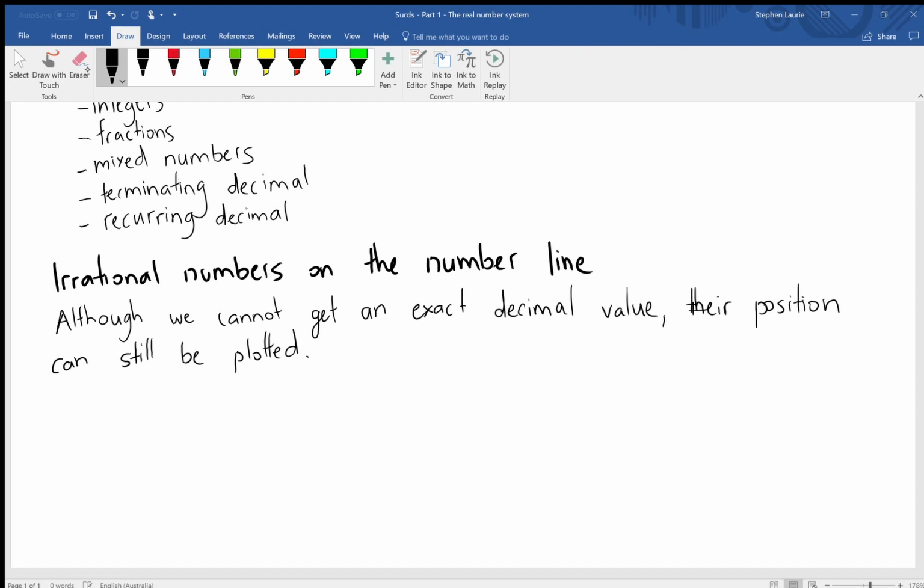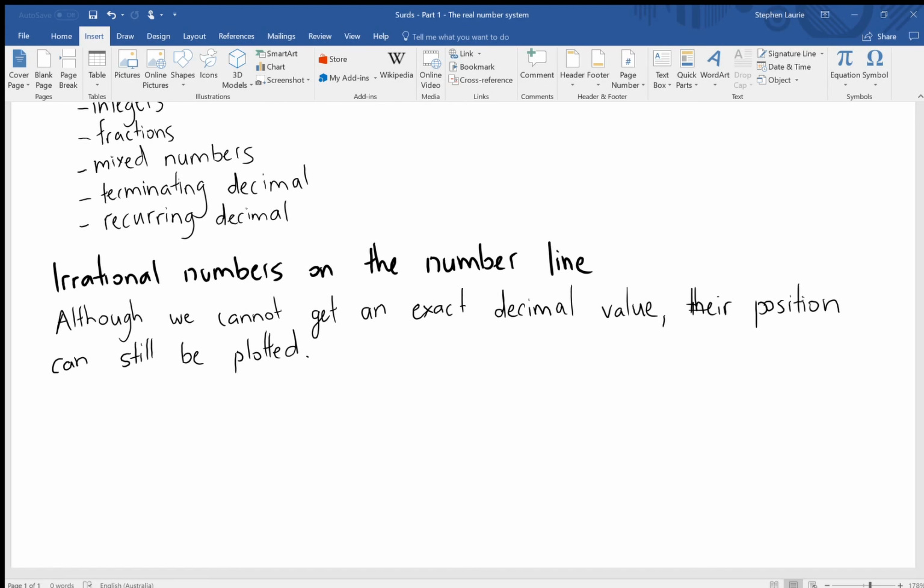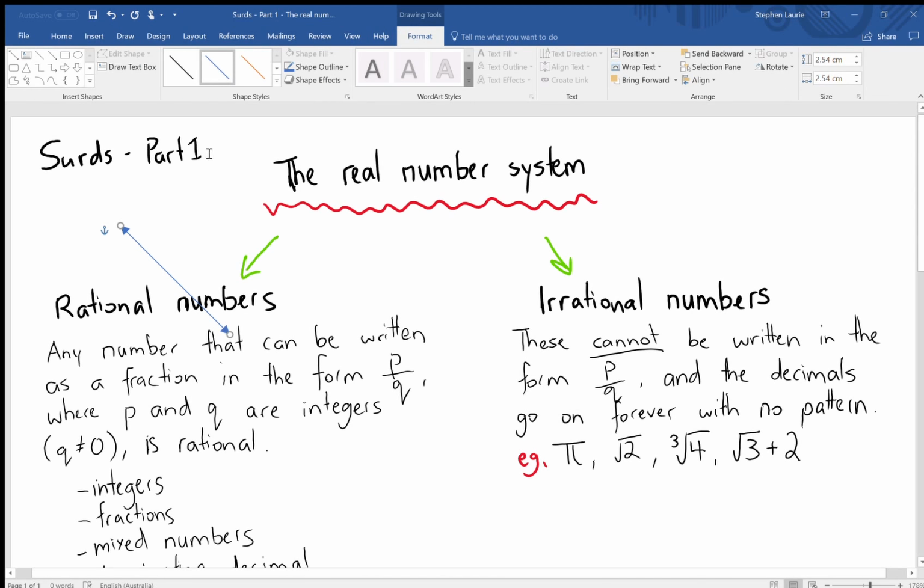Okay, so let's draw a number line now. I'll try and insert one. Oh, yeah, there it is. Let's bring that down.